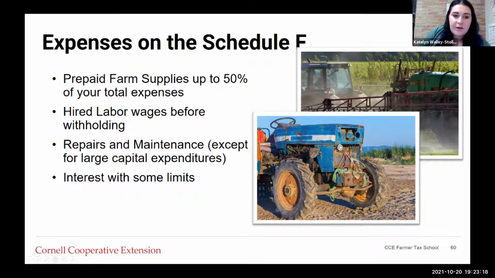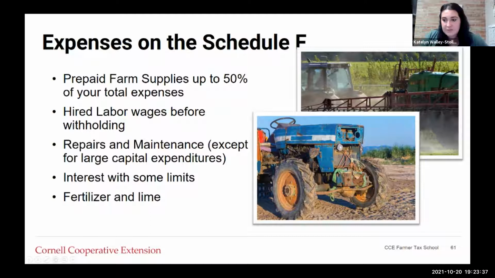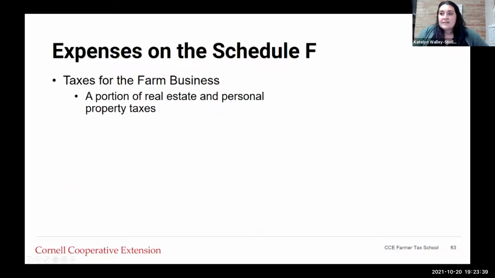Interest with some limits. So let's say you have an equipment loan on your farm for a new combine. The interest that you pay against that loan is an expense that you can claim on your Schedule F. The principal payments, which we'll be talking about later, are not something that you can claim. Fertilizer and lime, which is pretty straightforward. And then taxes for the farm business. So a portion of your real estate and personal property taxes can be claimed for the farm. Again, this is kind of in relation and allocation between that property that's being used for the farm and the property that's being used for your personal use.